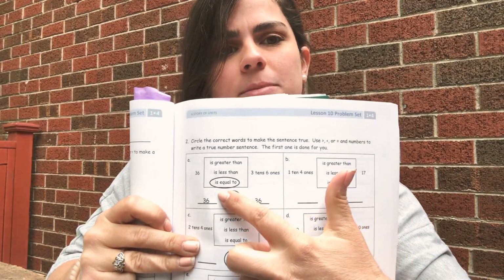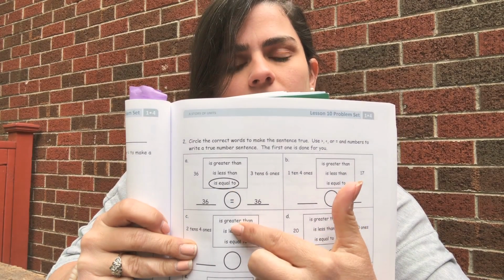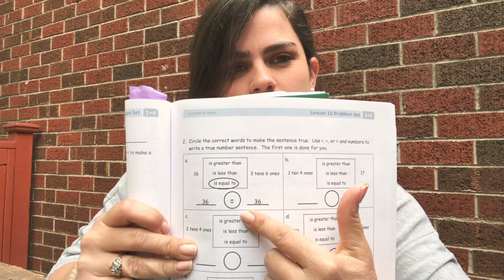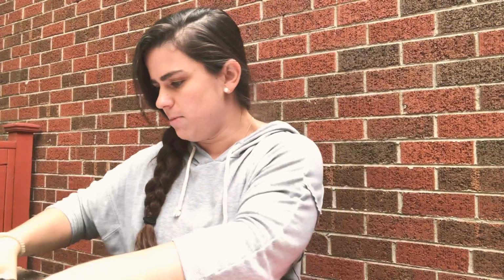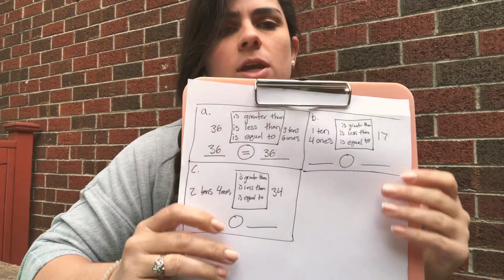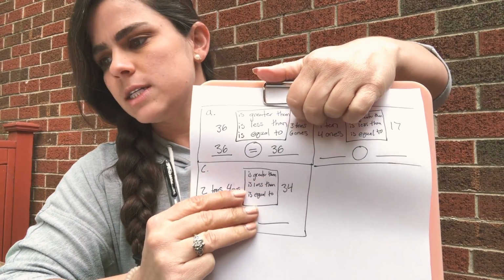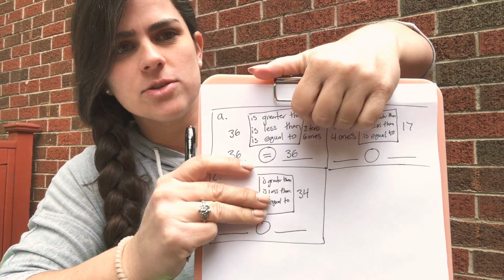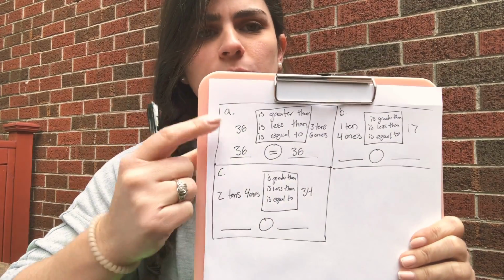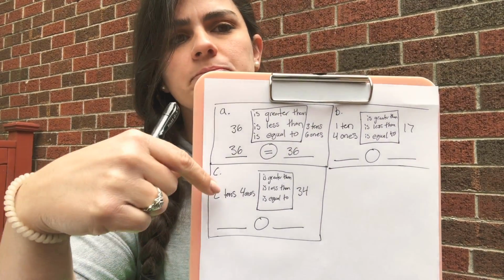Great job. Now your work on your problem set looks similar to that. You just have to circle the sentence, the words that go with the symbol that you choose. So I created my own little sheet so I could do A, B, and C with you. So if you want to turn to lesson 10, your problem set, you're going to do this after the video by yourself. So I'm going to do these 3 with you first.